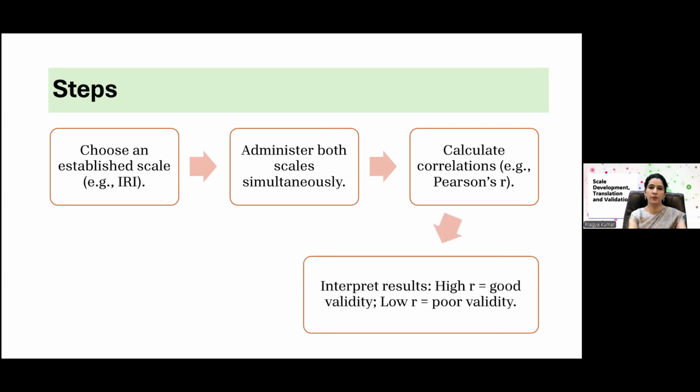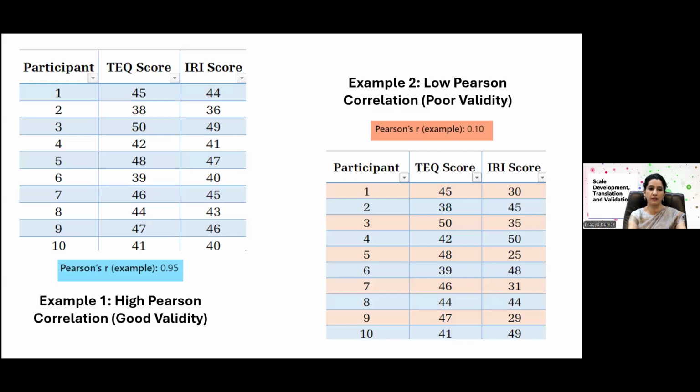And then you interpret: if the value of R is good, you say that concurrent validity is good. If the value of R is poor, you can say it has poor validity. So you can see that we took a few snips, like there are 10. If you see, there are 10 individuals here.